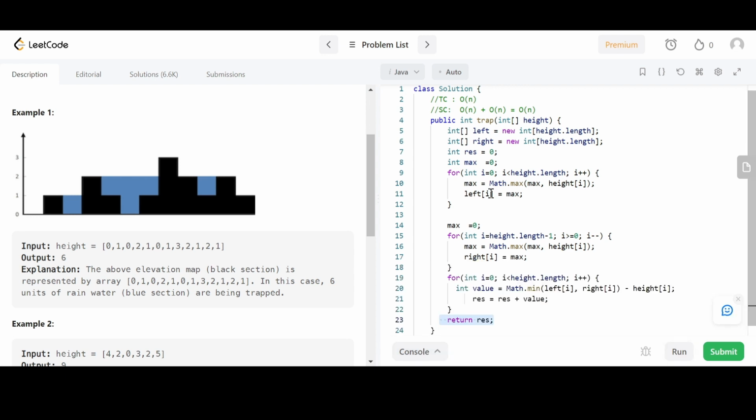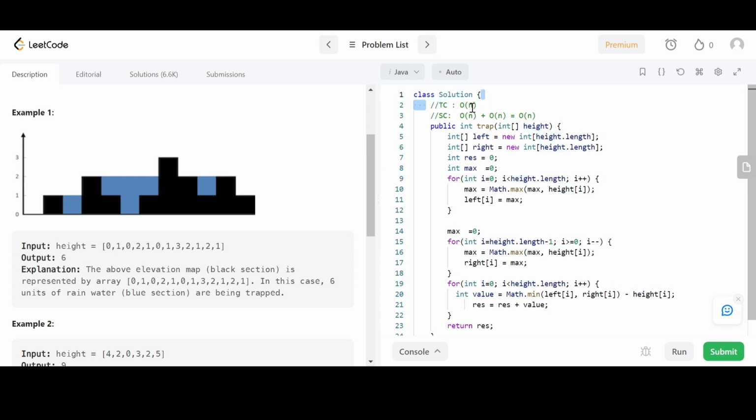So let's talk about the time and space complexity. As you can see, we are running 3 for loops in one pass, right? So we are iterating every time in this for loop till n, where n is the height.length. So the time complexity will be, in worst case, O(n). For the space complexity, as we are maintaining two arrays of length n, the space complexity will be O(n + n), that will be O(n).